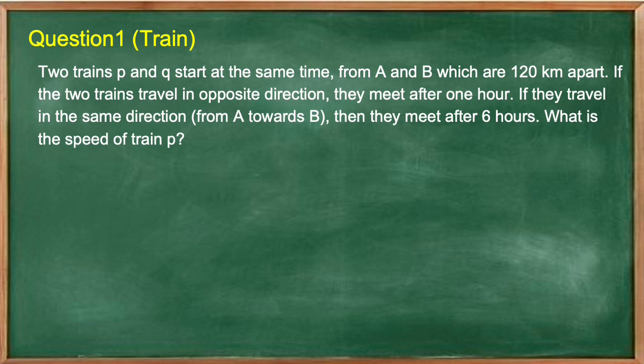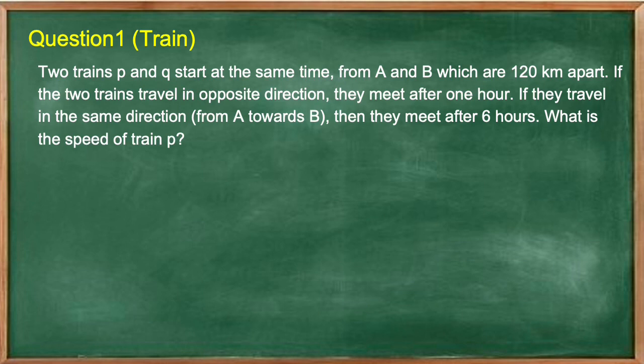There are two trains and 2 points A and B from which trains start. Now, if they travel in opposite direction, they meet in 1 hour, but in the same direction, they meet after 6 hours. The question looks complicated, but with the help of the formula, it becomes very easy. We have learned the relative speed of trains in opposite and same direction.